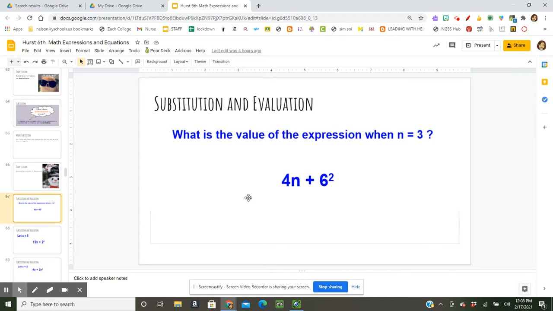So we're going to start with n equals 3, and you have 4n plus 6 squared. So go ahead and write that down on your piece of paper and pause the video and see if you can solve it, and we'll compare to see if we get the same answer. So go ahead and pause now.